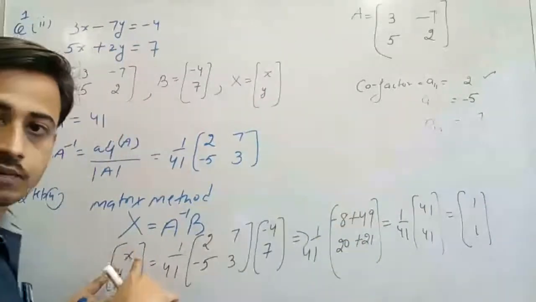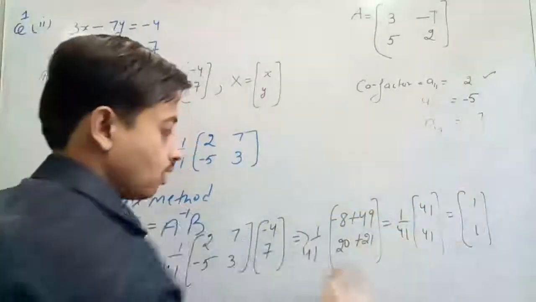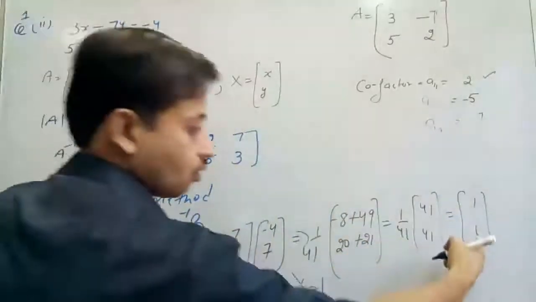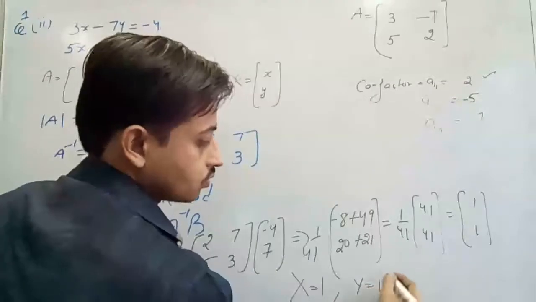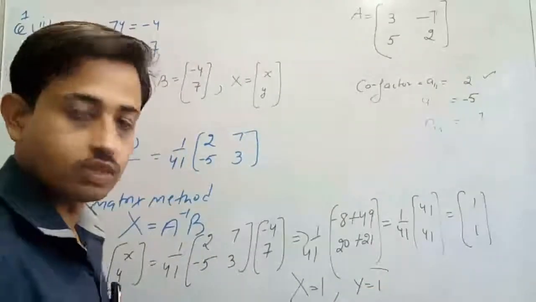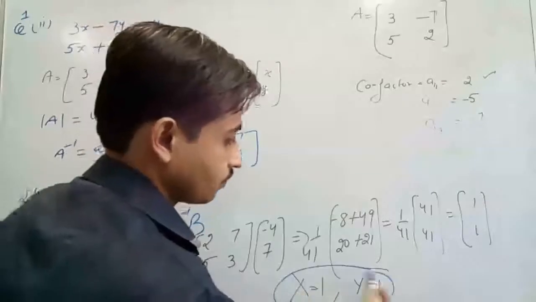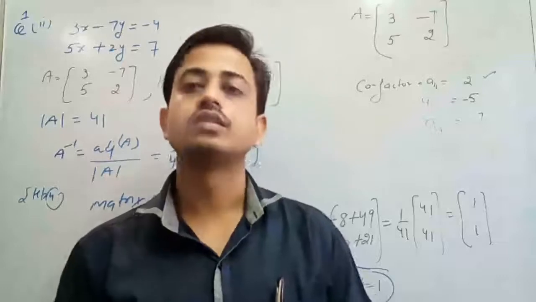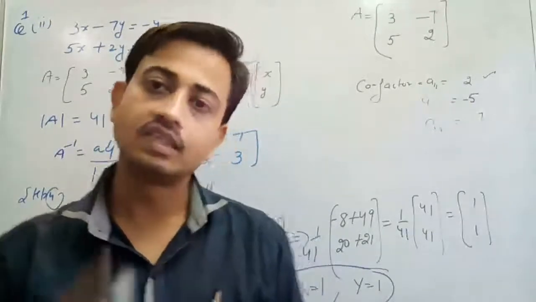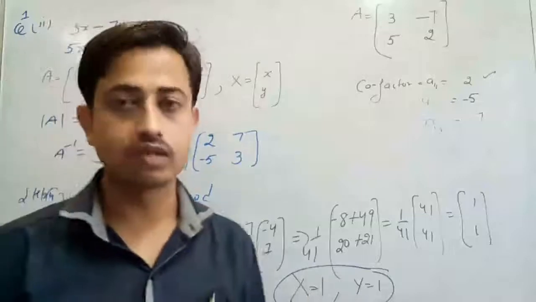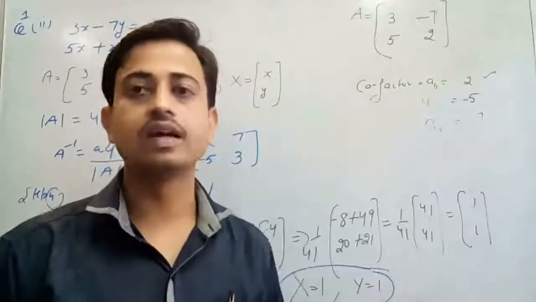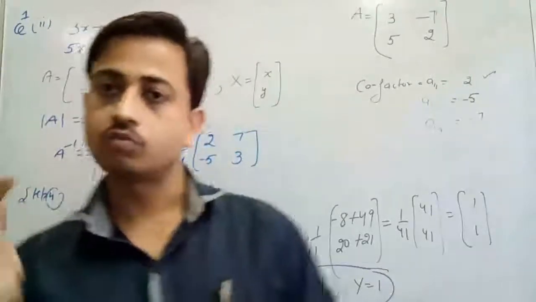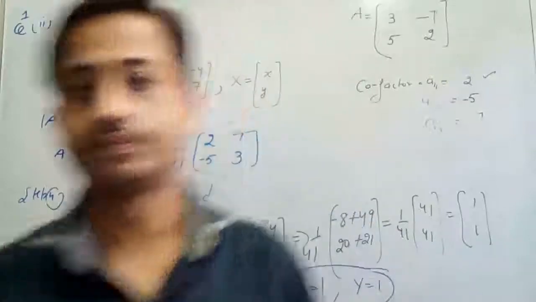1, 1. And comparing X, X is equal to 1. Now comparing Y, Y is also 1. So this is your final answer. So you can conclude that we have a unique solution, the system is consistent, and the solution is X is equal to 1 and Y is equal to 1. Please make a note, then we will proceed to our next question. Third part of question 1, you have to do it yourself.